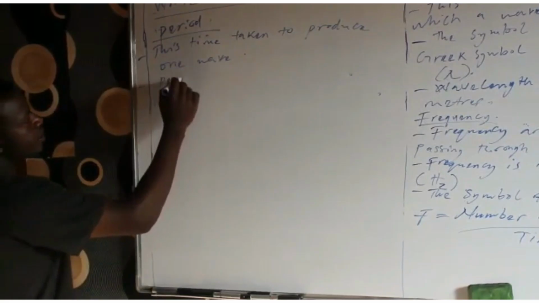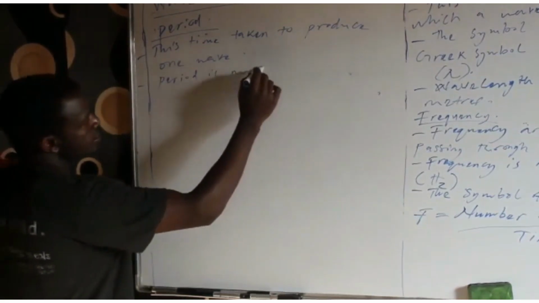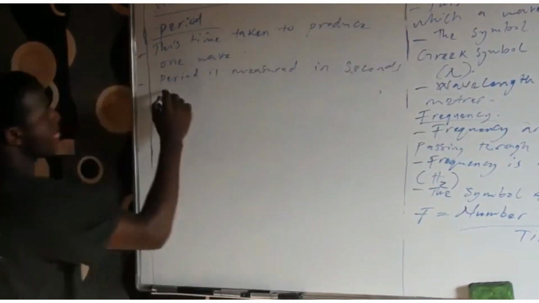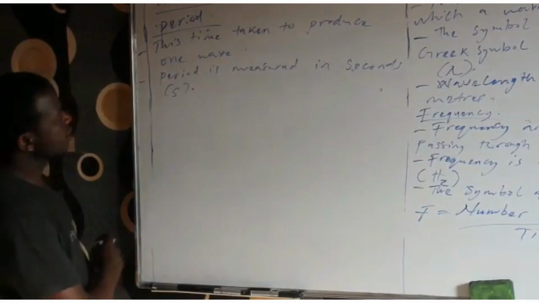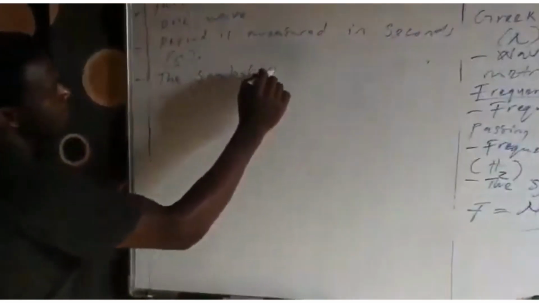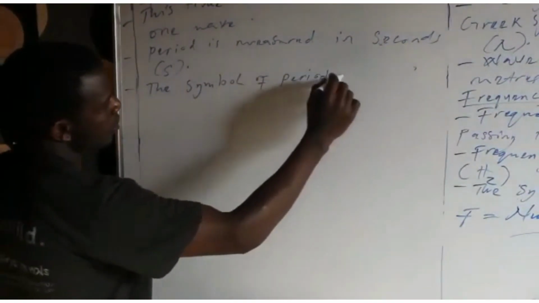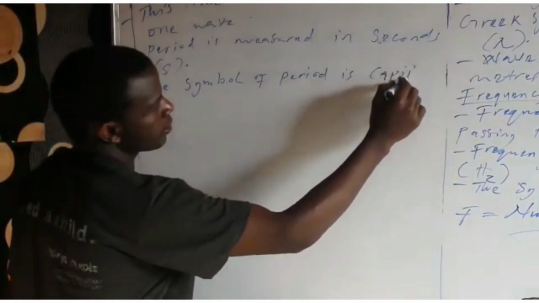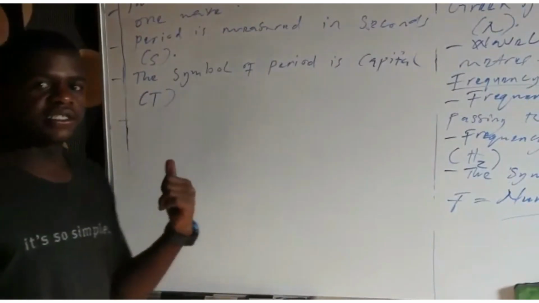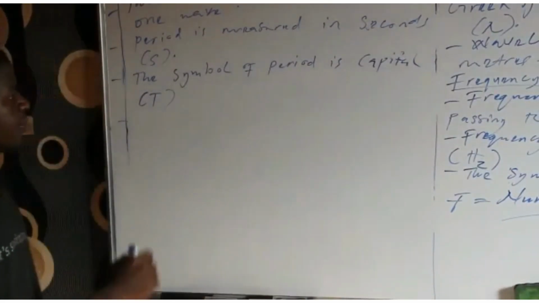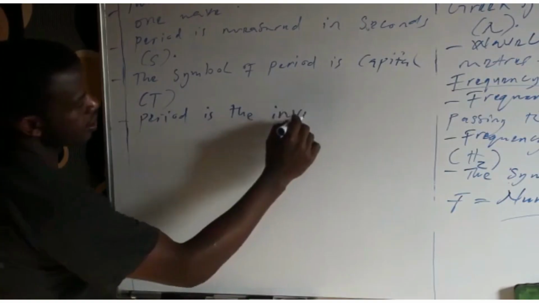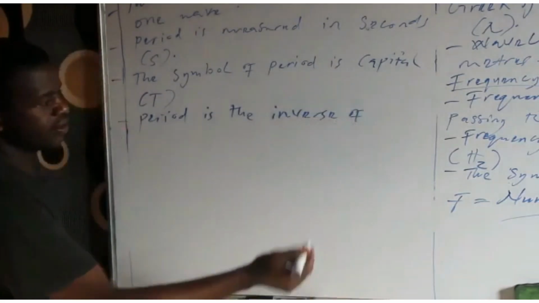So period is measured in seconds. And the symbol of period is capital letter T, so capital T. And you can also say period is the inverse of frequency. So period is the inverse of frequency.